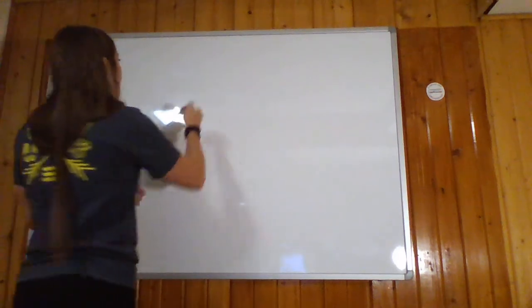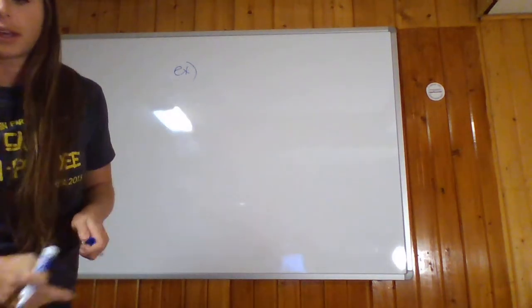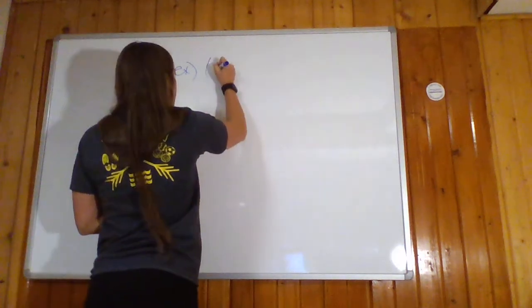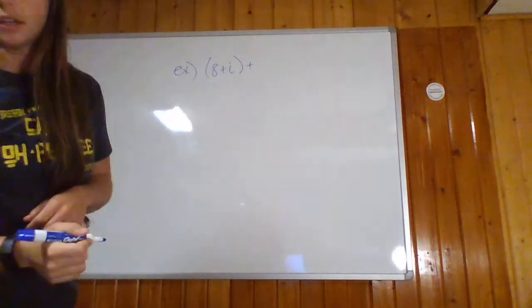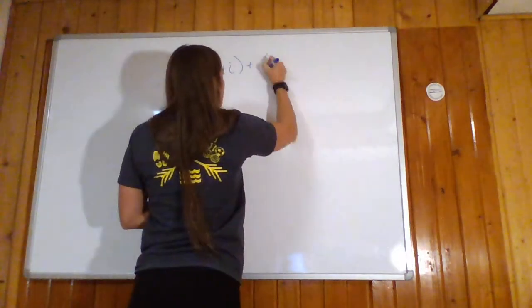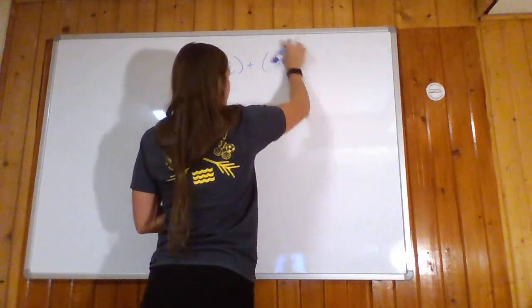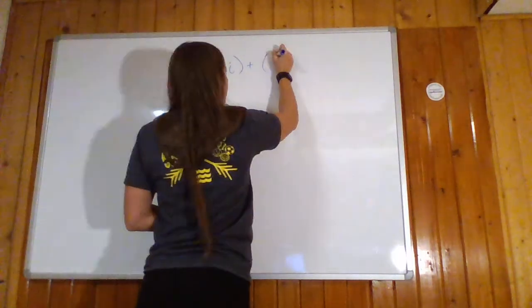So when you add complex numbers, it's basically as simple as you think. Let's practice 8 plus i, added to... no, that's not what I wanted. I wrote the wrong thing. Plus 5 plus 4i.